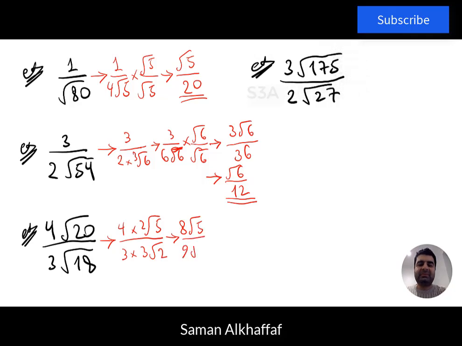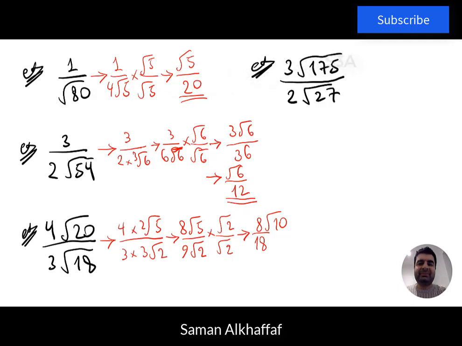over 9 root 2. Okay, now we'll take the conjugate of the denominator. So we have root 2 over root 2. So that will give us 8 multiplied by root of 10 at the top. And in the denominator, we have 9, root 2 multiplied by root 2 will be 2. Multiplied by 9, that will be 18. So we end up with 18.